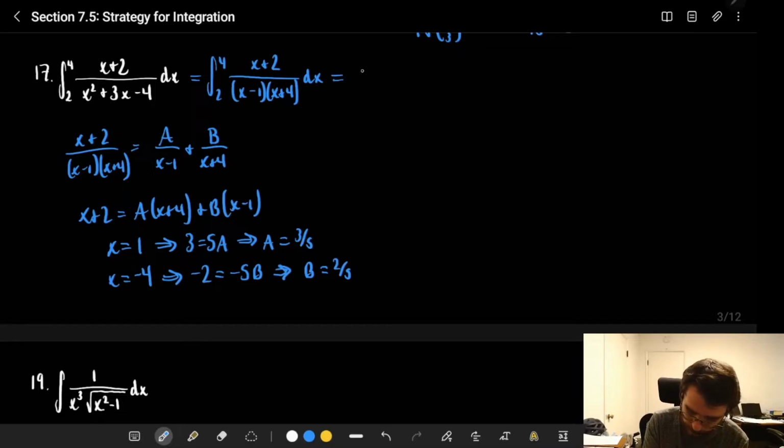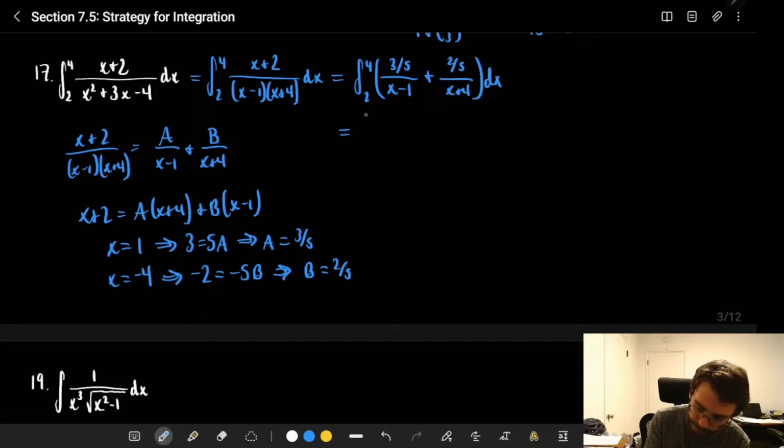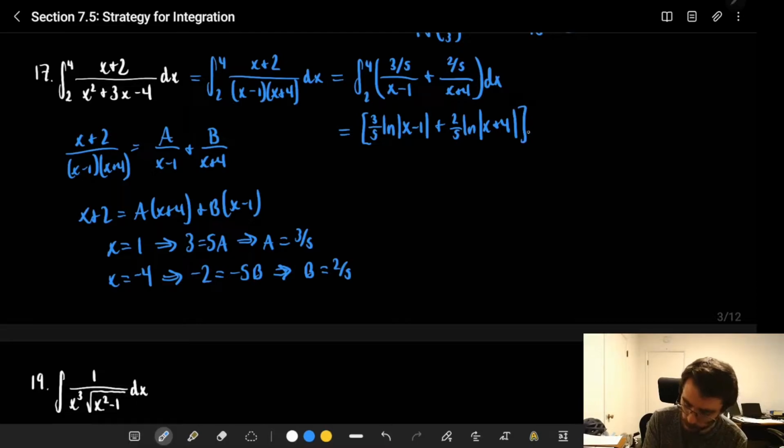Cool, so this becomes the integral from 2 to 4 of 3/5 over, that's our a term, and this is our b term, 2/5 over x plus 4. Integrate again, super nice, except for the 3/5 and whatnot, but it's just natural log of what's on the bottom. 2/5 natural log absolute value of what's on the bottom. Cool, plug in 2 and 4.